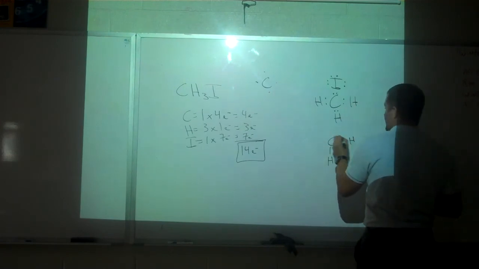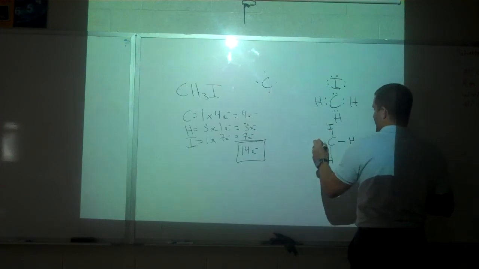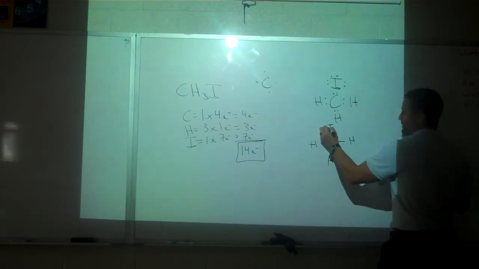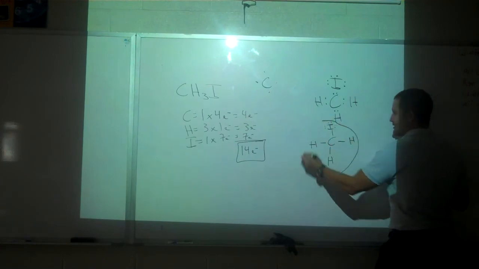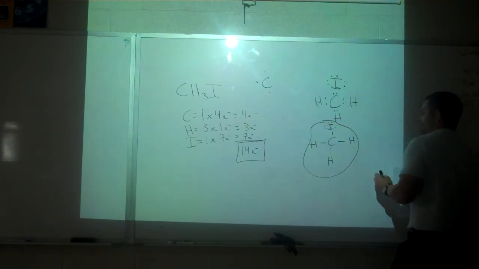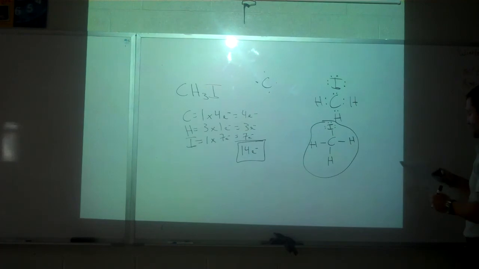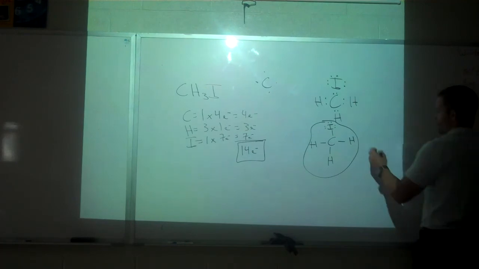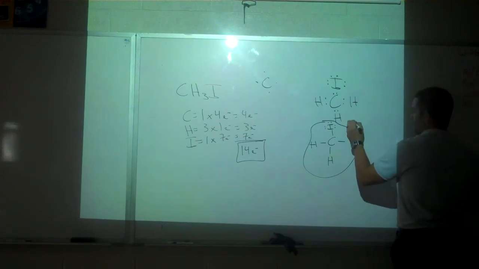H, H, I, H. But I'm not done here. I got to put the valence electrons around it. So this would be the Lewis structure. This would be a polar molecule.